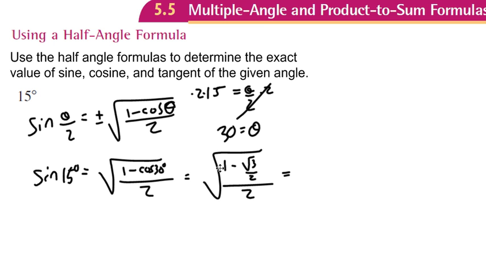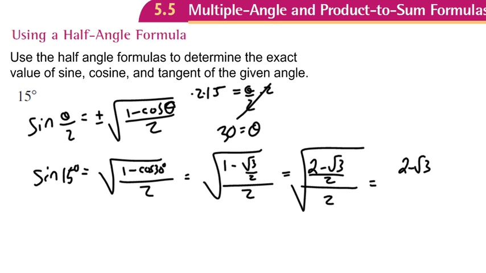Okay, so let's simplify the numerator and get a common denominator. I'm going to multiply the 1 top and bottom by 2. So I'll get 2 minus radical 3 all over 2. That refers to just the whole numerator, and that's all over 2. Since these are both 2, I could just multiply them, so I get 2 minus radical 3 all over 4.